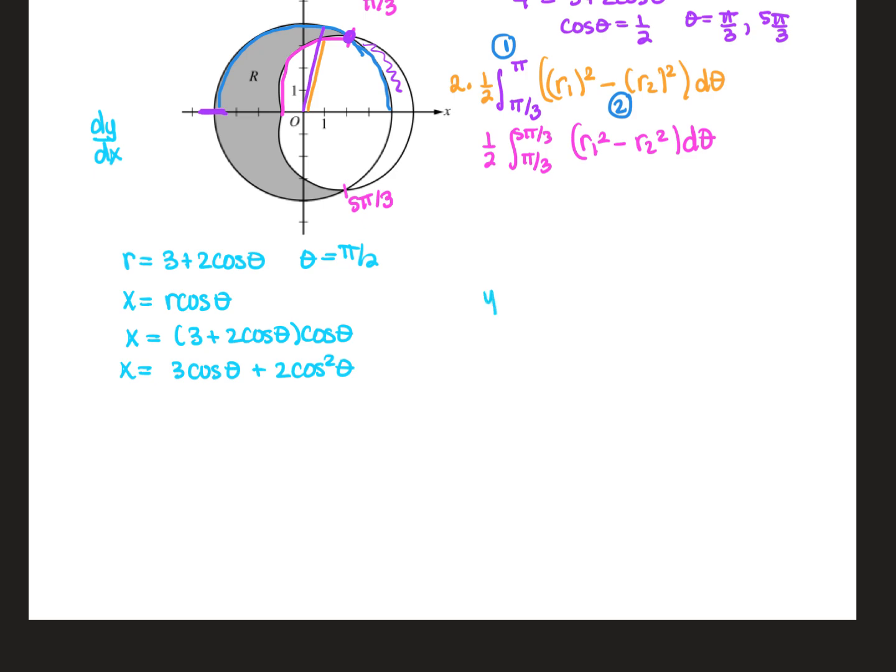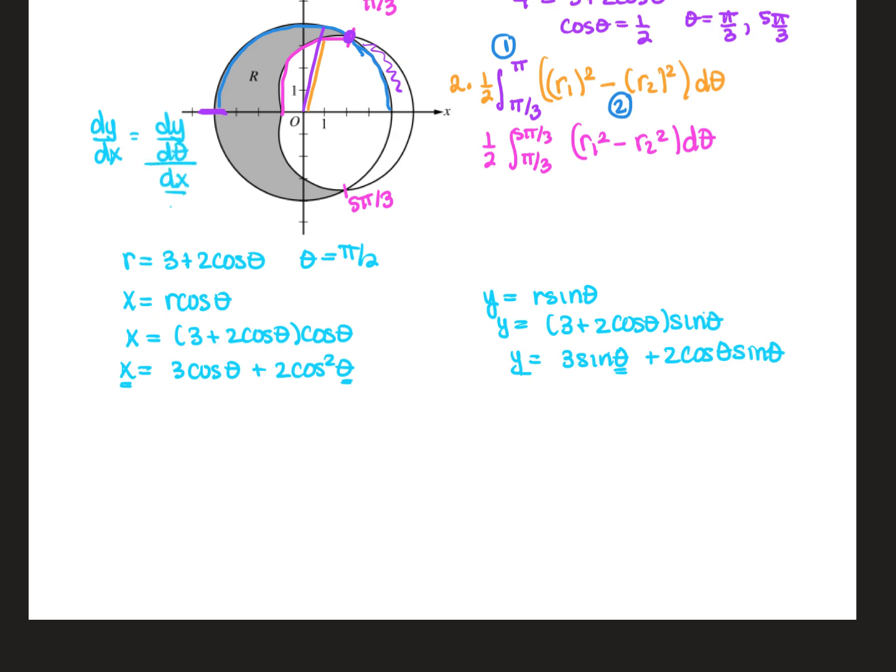I'm also going to find an equation for y. y is r sine theta. So for our problem, y = (3 + 2 cosine theta) sine theta, and again, I'm just going to multiply that out. All right, so I want dy/dx. I was able to express x in terms of theta and y in terms of theta, which means I can find both dy/d theta and dx/d theta.